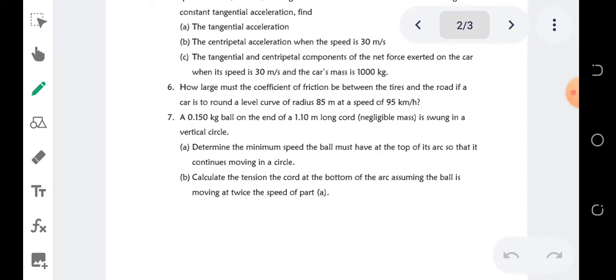So it says, a 0.150 kg ball on the end of a 1.10 meter long cord, of negligible mass, is swung in a vertical circle. Determine the minimum speed the ball must have at the top of the arc so that it continues moving in a circle. And B, calculate the tension in the cord at the bottom of the arc, assuming the ball is moving at twice the speed of part A.